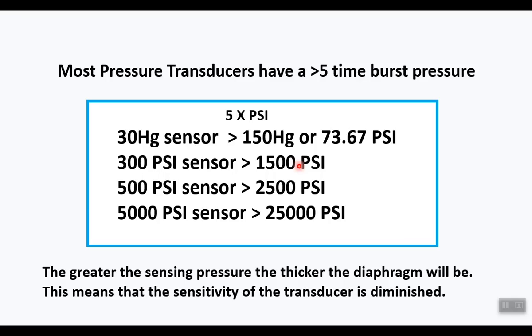The thicker the diaphragm, or the more times burst pressure that I have, the thicker this diaphragm becomes. Now, when I get the diaphragm too thick, it just doesn't have a good communication with the pressure changes. So the pressure changes will be dampened by this, and I do not want that. So it's always really important to pick the size pressure transducer that you actually need. So a 300-pound pressure transducer would be used for gasoline-based, and a 500-pound would be used for a diesel.